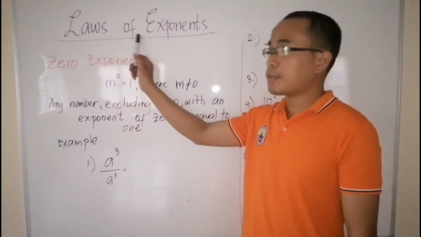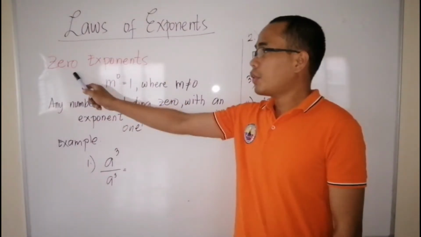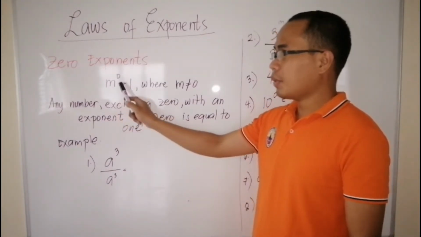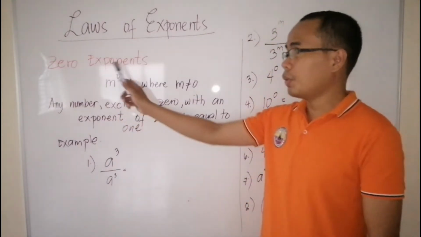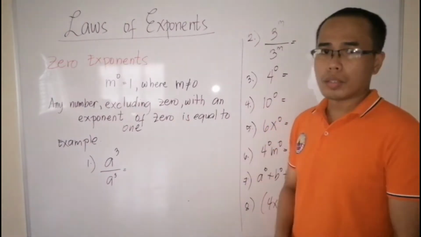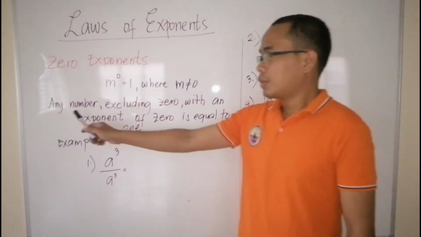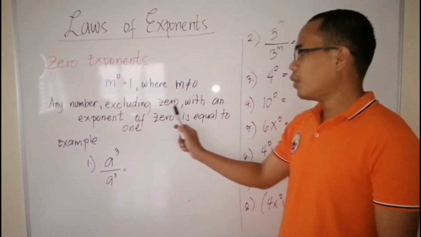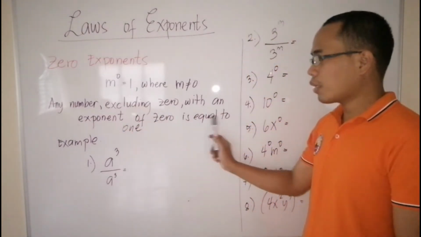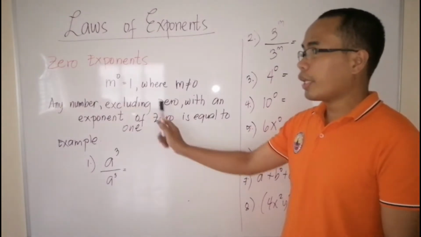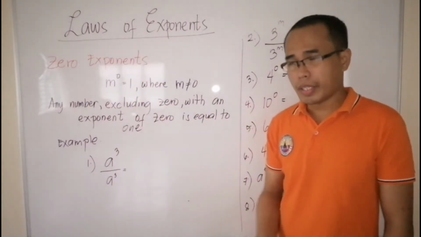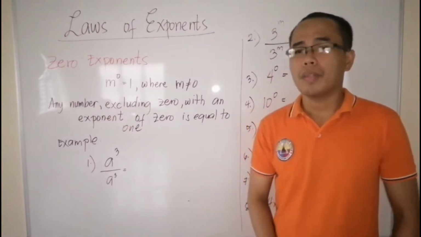The next law of exponent is the zero exponent. For example, m raised to 0 is equal to 1. Ito yung zero exponent natin na tinatawag, where m is not equal to 0. So, any number excluding 0 with an exponent of 0 is equal to 1. So, ito yung ibig sabihin natin ng zero exponent, or any number or variable raised to 0 is equal to 1.